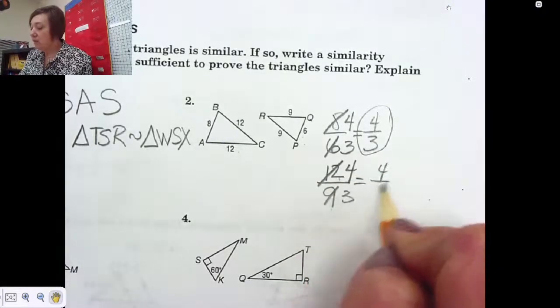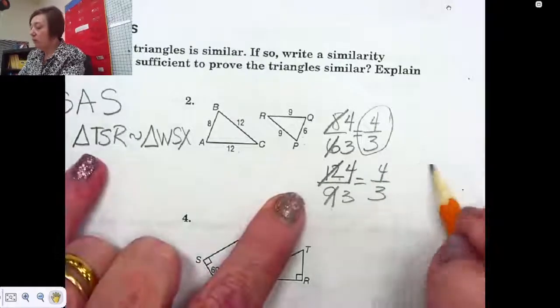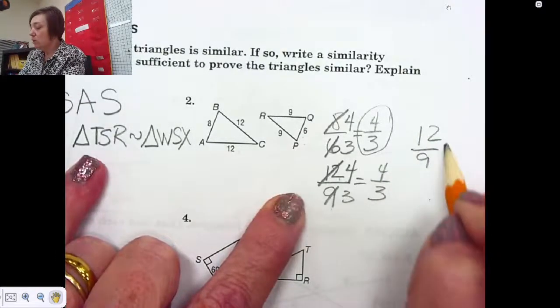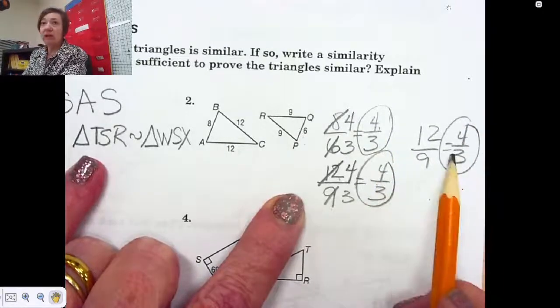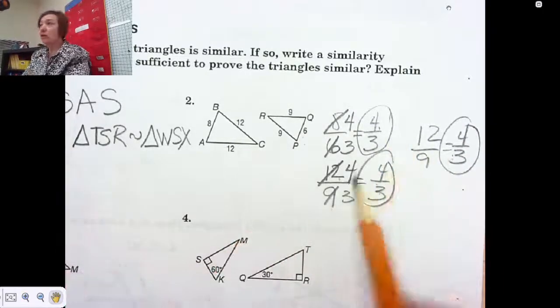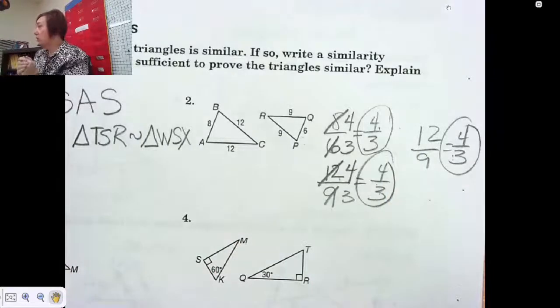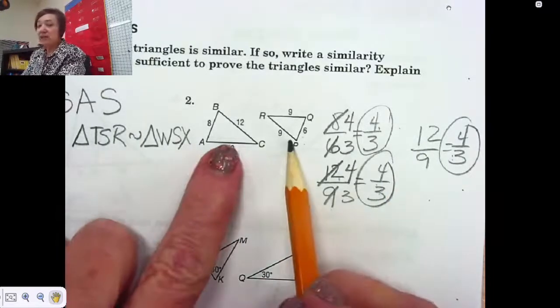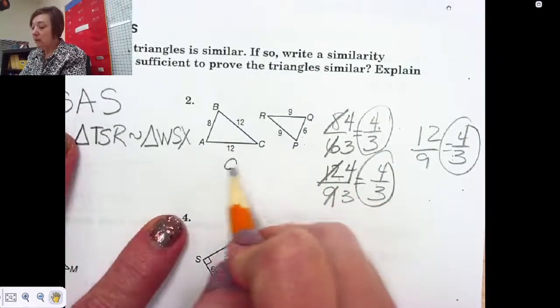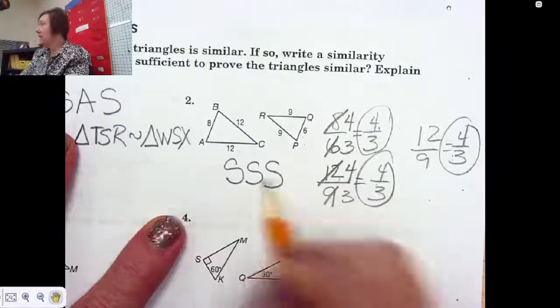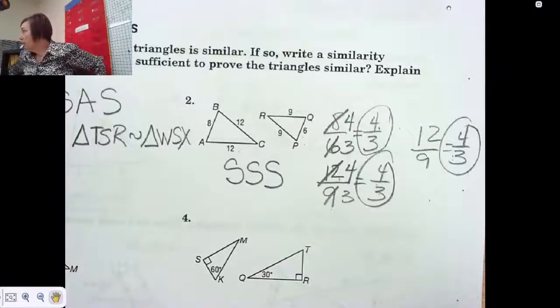So did we get the same thing? And then, of course, if we did that other 12 and 9, we're also going to get 4 over 3. So because our 3 sets of sides are proportional, then these 2 triangles are similar based on side, side, side similarity, right?